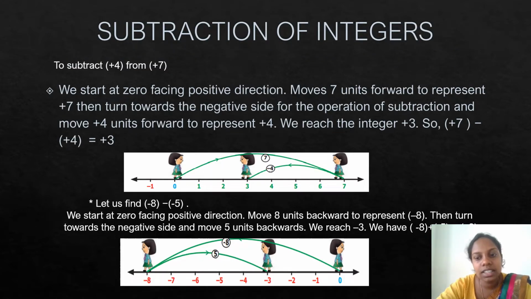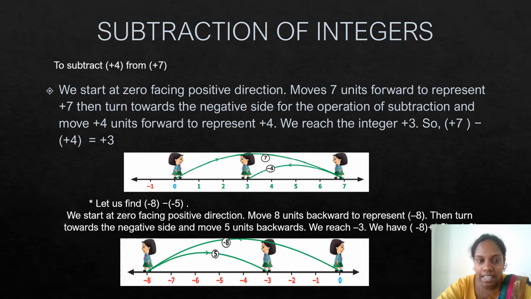We saw about the addition of integers. Now we'll see the subtraction of integers. To subtract +4 from +7, how will we subtract? We'll see. Imagine that number line, you will be starting from 0, facing the positive direction. Now move forward 7 units, and that will represent +7, and turn towards the negative side. Then that will be the operation of subtraction, and then move 4 units forward. That will represent +4. Now we'll reach the integer +3.